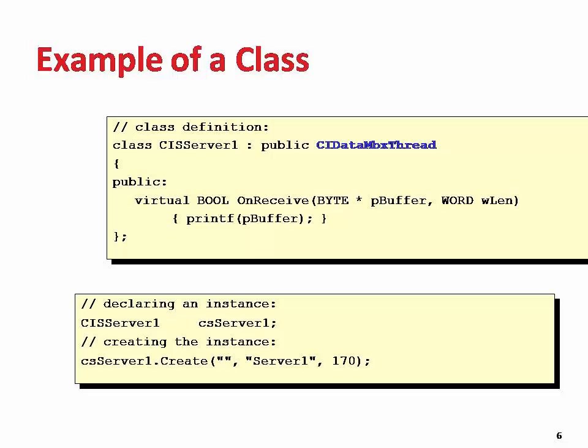This is an example of a class, derived from CIDataMBXThread. When created, a new Eantime thread is created, which itself creates a data mailbox and catalogs it with the name server1. Every time a message is received, the function onReceive is called to deal with the message. All further housekeeping, including deleting the data mailbox and removing it from the object directory, is done by the base class.